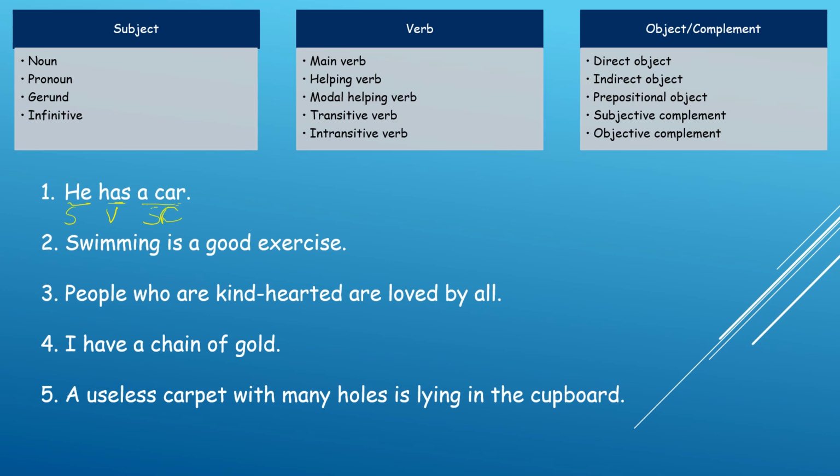Next example, swimming is a good exercise. Swimming, it is a gerund and it is subject. Is the verb, and a good exercise is told for swimming. So again it is just a subject complement. People who are kind-hearted are loved by all. People who are kind-hearted. This is our subject. We are talking about people. So people is our subject word. Are loved is the verb. By all is the complement for the subject. So this is our subject complement.